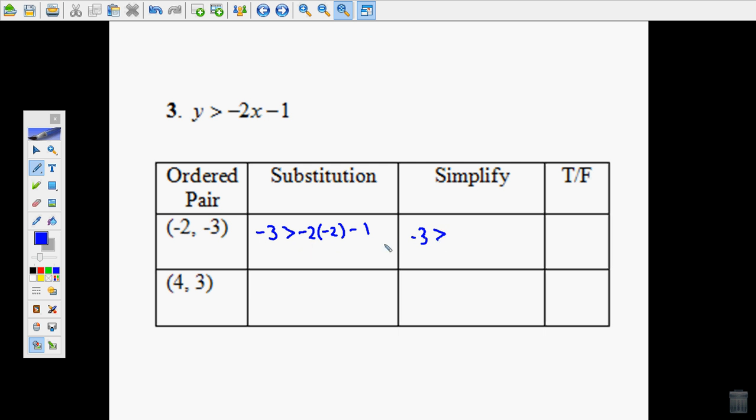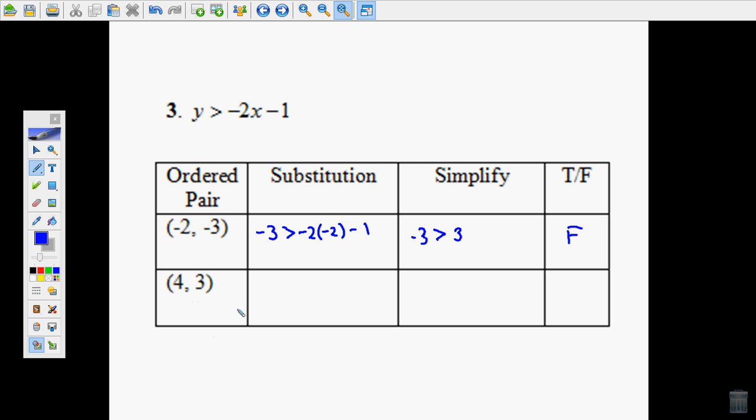Now let's do this on a calculator. Type in negative 2 times negative 2 minus 1, or do it in your head. Negative 2 times negative 2 is 4. 4 minus 1 is 3. So is that inequality true or is that inequality false? Which number is bigger, negative 3 or 3? 3 is bigger. That thing's pointing the wrong way. It's saying that negative 3 is bigger, so that's going to be false. Go ahead and try the next one here.